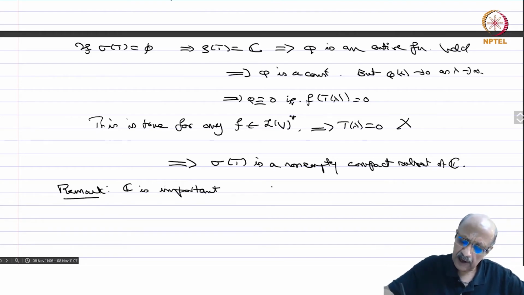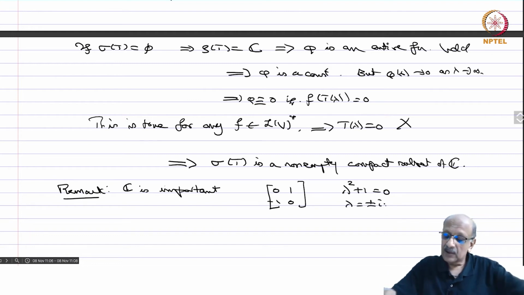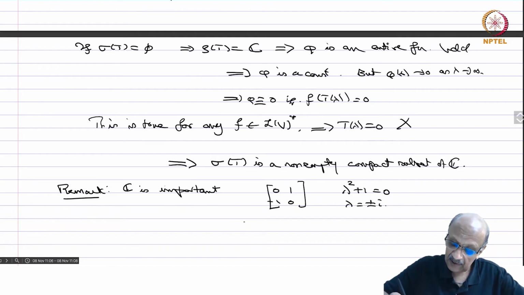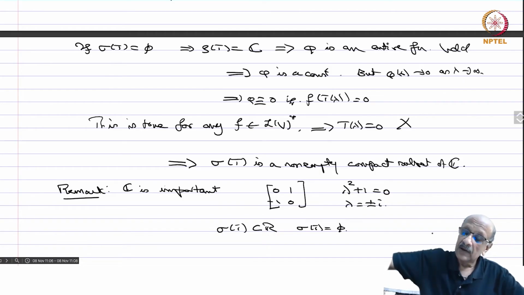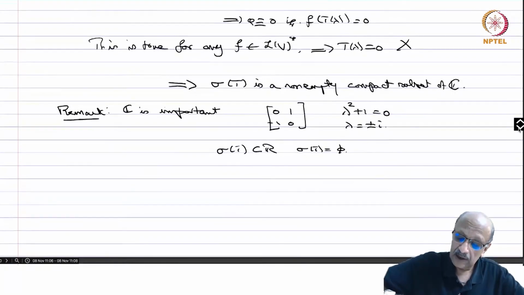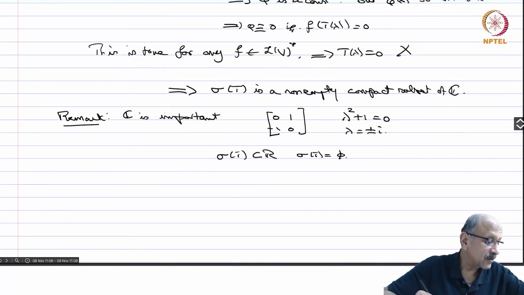For instance, if you took only R, then look at the matrix 0, 1, minus 1, 0, then what are its eigenvalues? So the characteristic polynomial is lambda square plus 1 equal to 0, so lambda equals plus or minus i. These are the only eigenvalues and they are not real, and therefore sigma T as a subset of R is empty. So the spectrum could be empty if you are stuck to the real field, and that is why for the spectrum to be non-empty, you have to work with the complex numbers. So that is the important thing.